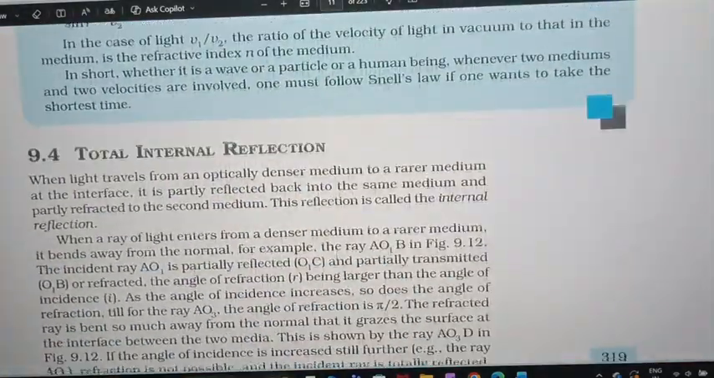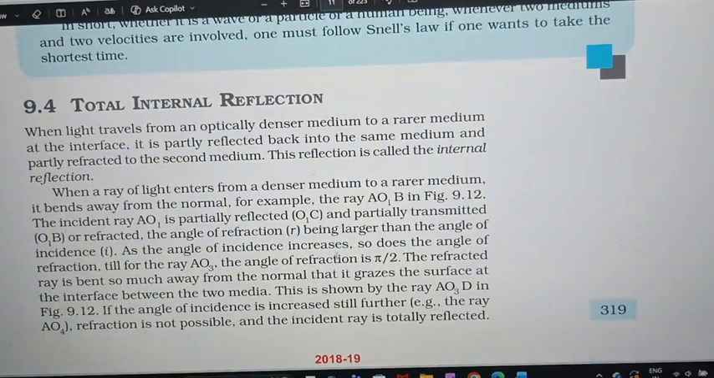Now next topic is total internal reflection. One more very important topic. When light travels from an optically denser medium to a rarer medium, it will partly get reflected back into the same medium, and part of it will get refracted into the second medium. When this takes place, because part of it is getting reflected back and a part of it is refracted, that reflection is internal reflection.